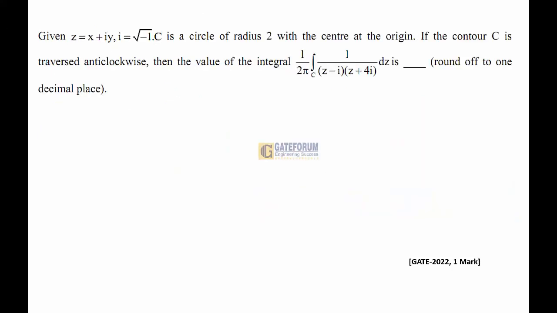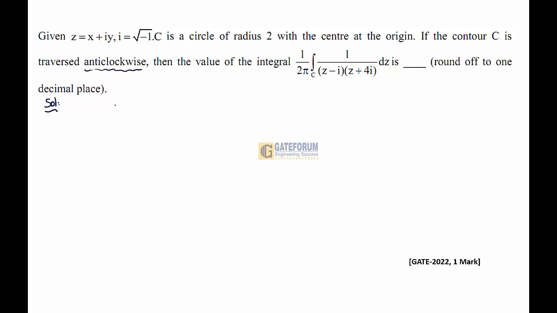The question is: given z is equal to x plus iy, i is equal to root minus 1, C is a circle of radius 2 with center at the origin. If the contour C is traversed anticlockwise, then the value of the integral 1 by 2 pi integral over C of 1 by (z minus i) into (z plus 4i) dz is. This is from engineering mathematics, from the topic complex variables, complex integration subtopic. The solution is, we can evaluate by residue theorem or Cauchy's integral formula. Anticlockwise means positive direction, counterclockwise direction.